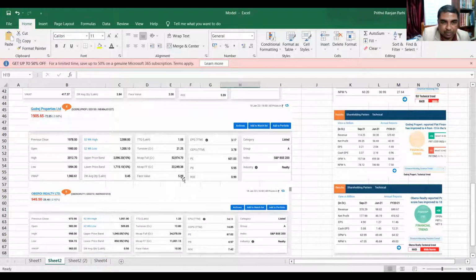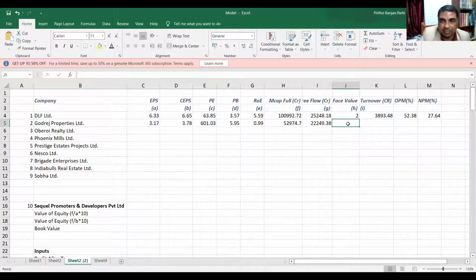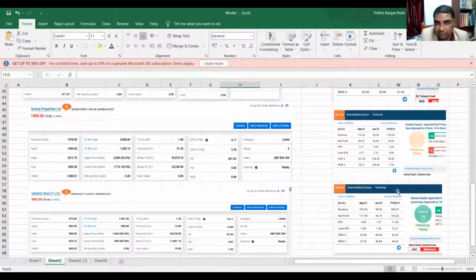Face value of the shares, let us check it. Face value is 5 rupees. Okay. Turnover, you can get it from the other table. We'll take annual turnover because for the other company we have taken the annual turnover, right? Revenue is 570.42.